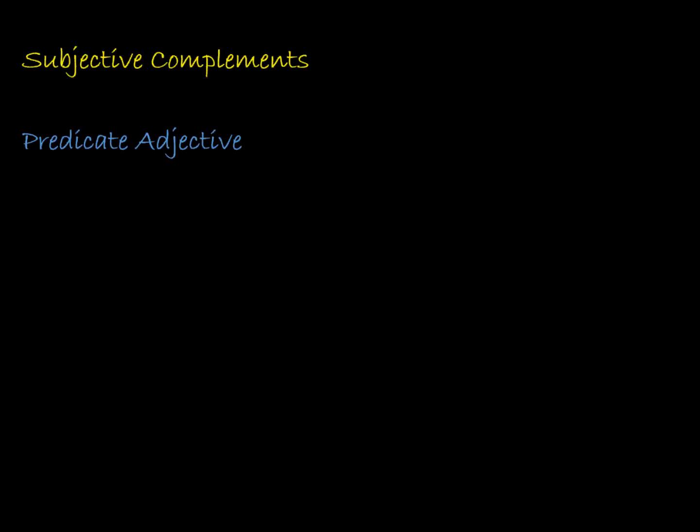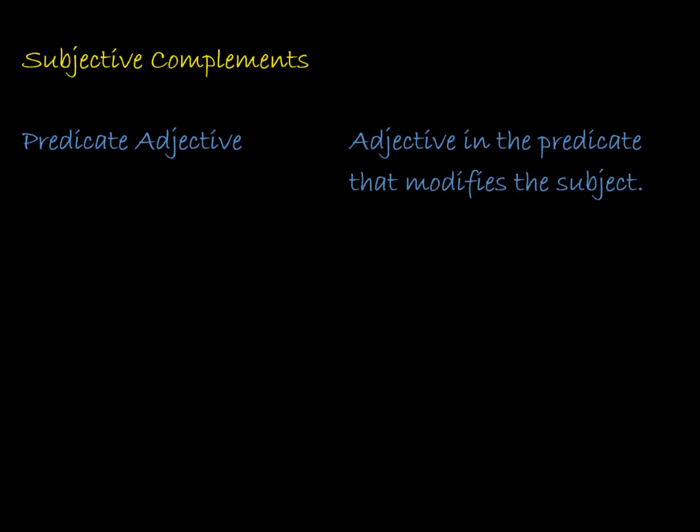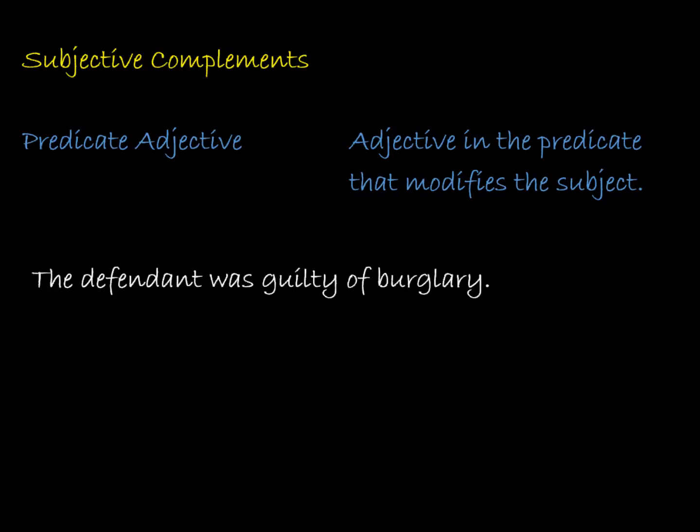Okay, now we'll talk a little bit about predicate adjectives. Now, a predicate adjective is an adjective that modifies the subject. Here we have an example in this first sentence here. The defendant was guilty of burglary. The adjective guilty, that modifies the defendant, or that describes the word defendant. Because that describes defendant, that's a predicate adjective.